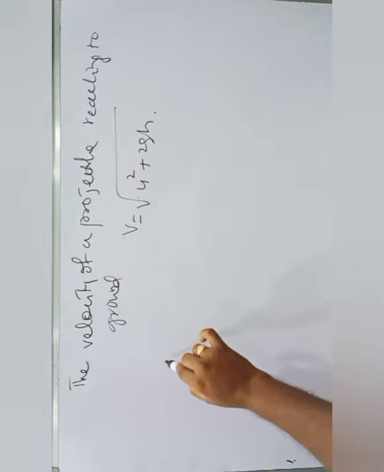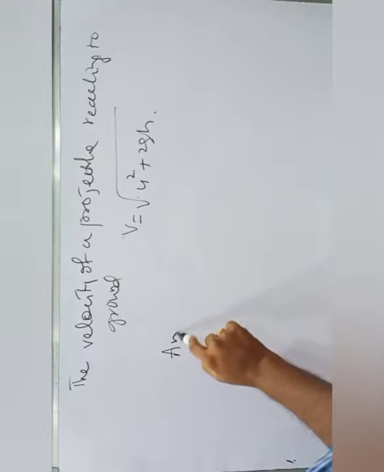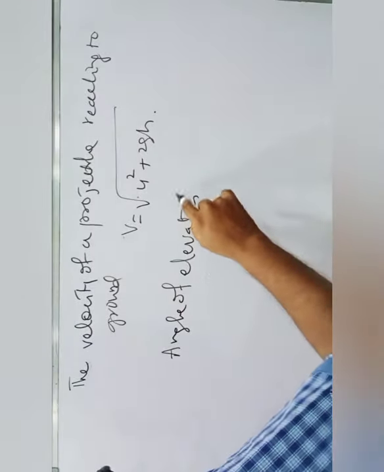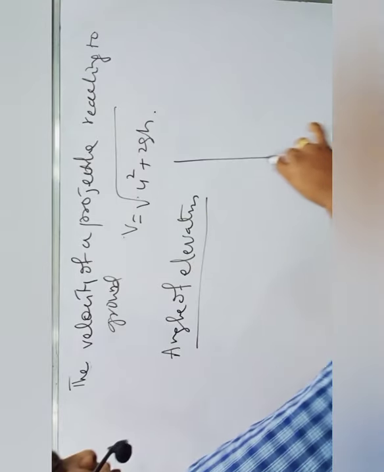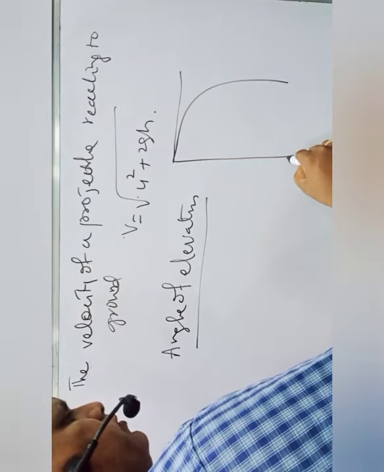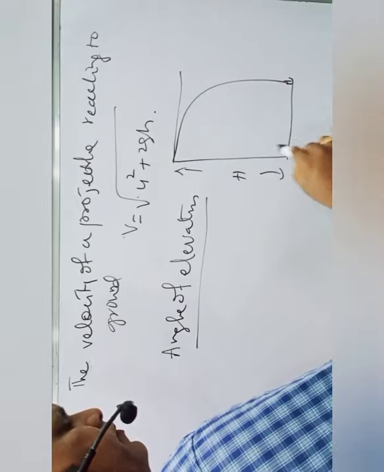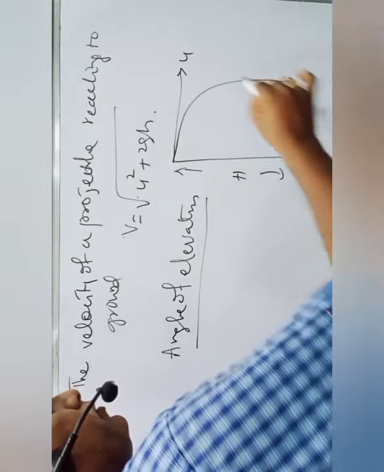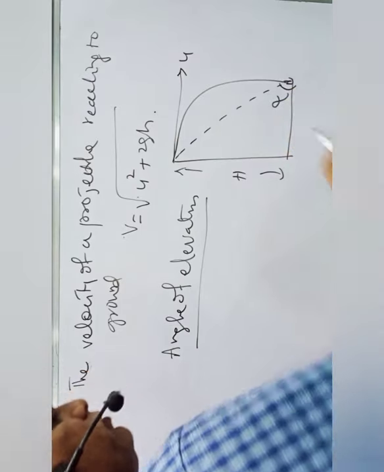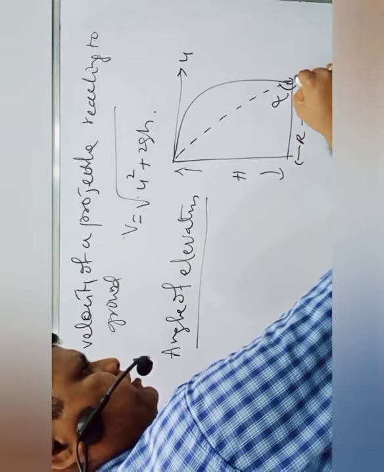Now I am calculating the angle of elevation. We project a projectile from a height h. This is the angle of elevation alpha, and the distance from the point of projection to the reaching point on the plane is called the range.